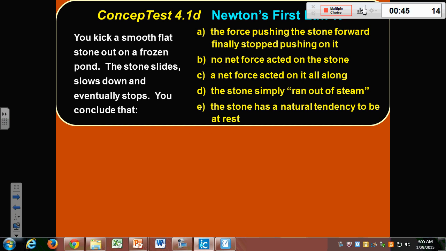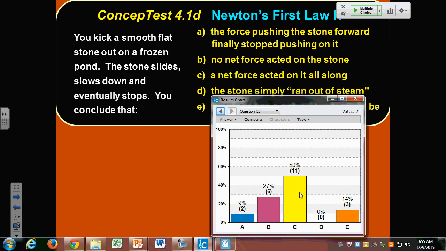Right, doing a very good job. I'm going to stop at 55. Okay, very good. The stone slows down.